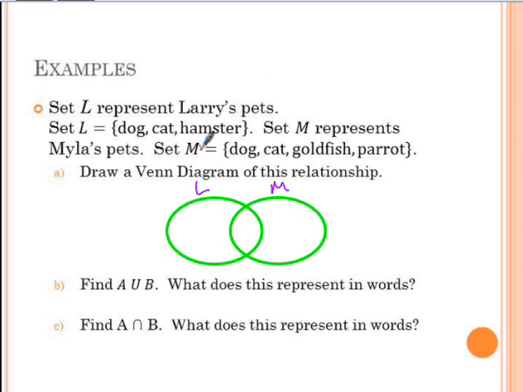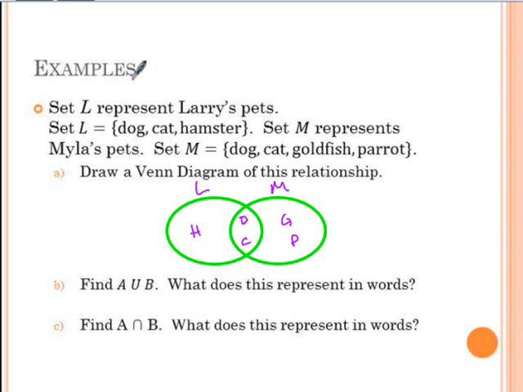Well, dog and cat, they are shared by both. So I'm going to put a D and a C in the both part. But then a goldfish and parrot, that's just Mila. And the hamster is just Larry. So that's all I have to do. I just draw the information.